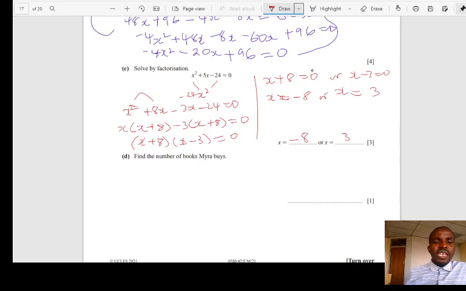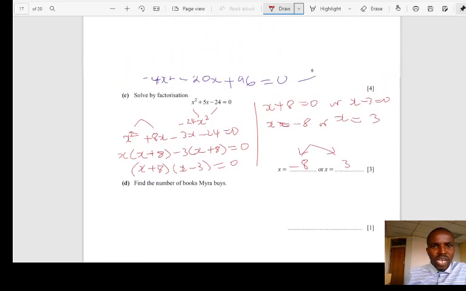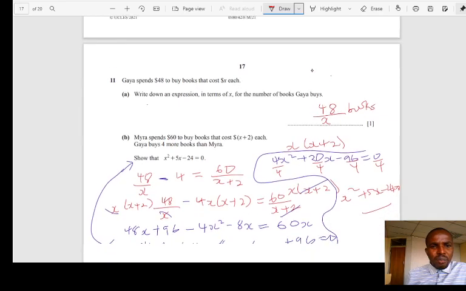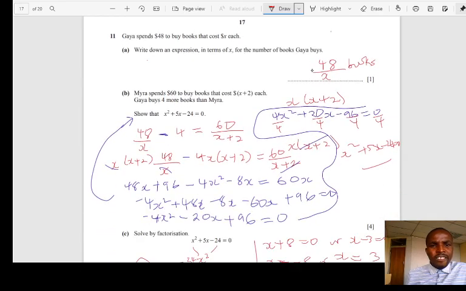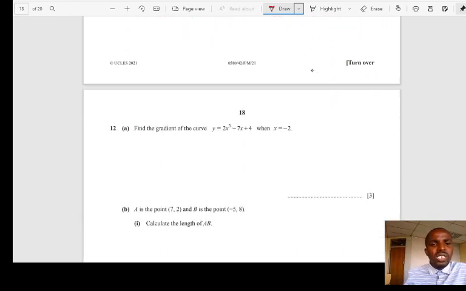Done. Then find the number of books Myra buys. In this case, you take your x value which is positive, because the number will never be negative. So Myra, going up here, Myra bought 60 over x plus 2. So it's 60 over 3 plus 2, which is 60 over 5, which is 12 books. So this one bought 12 books.